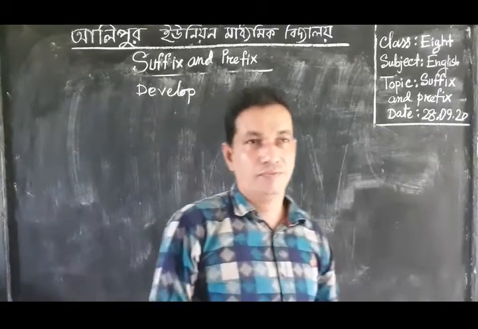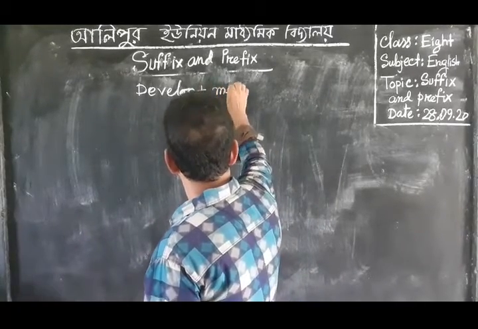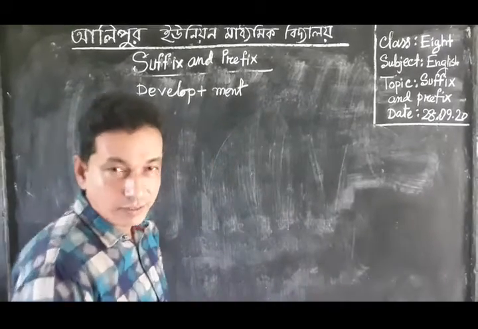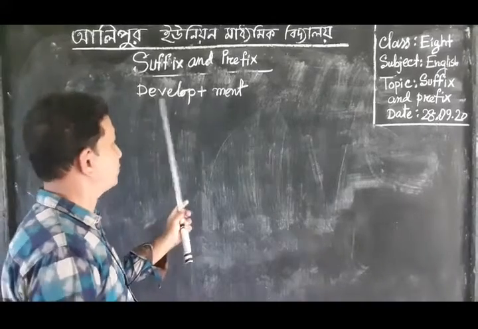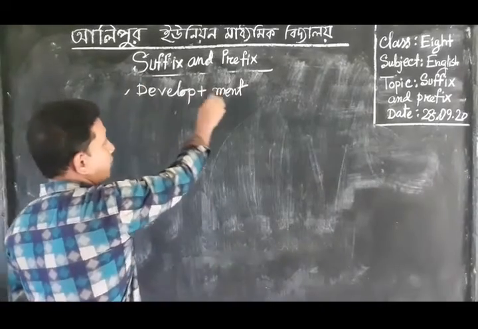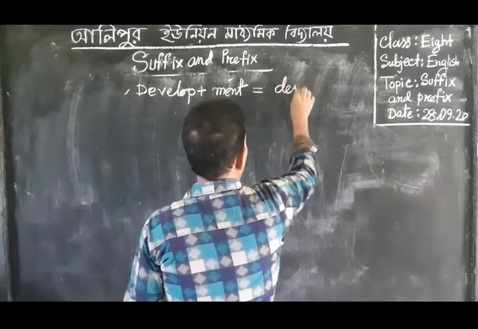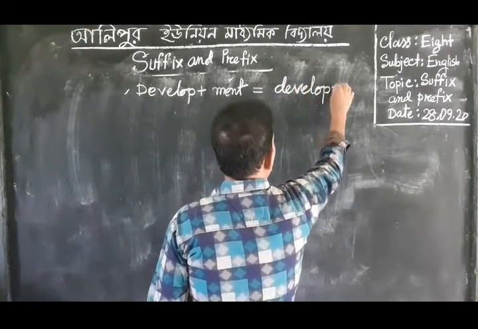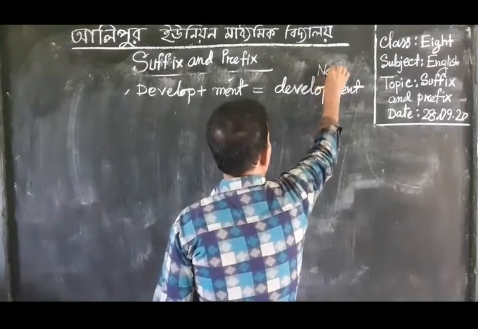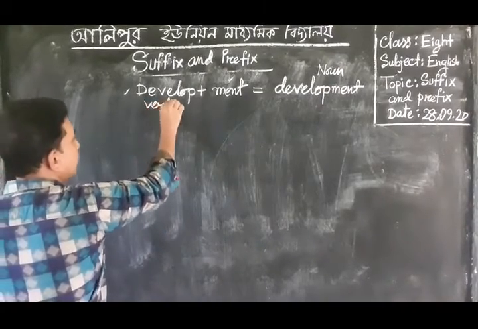Develop is a verb, and we add ment, it's a suffix. Develop is a verb and ment is a suffix, and our new word is development. This is noun. This is noun and develop is verb.